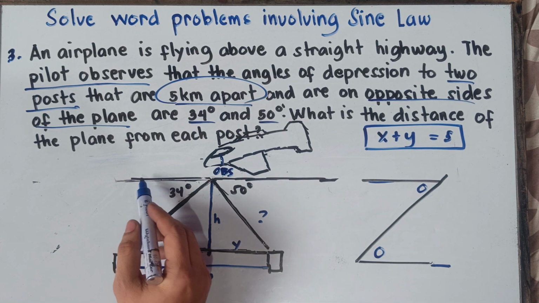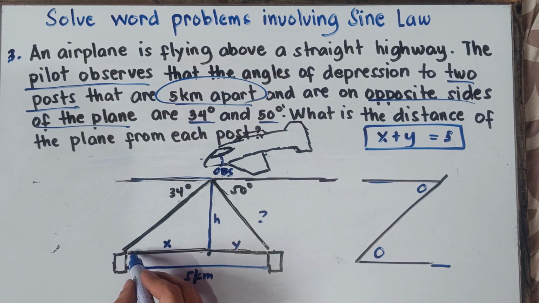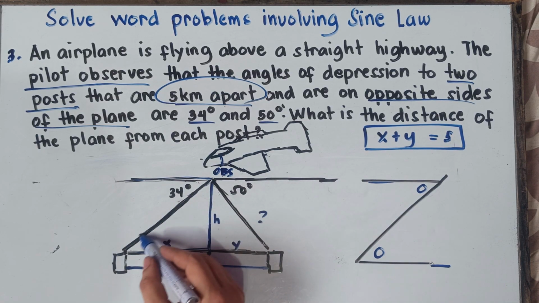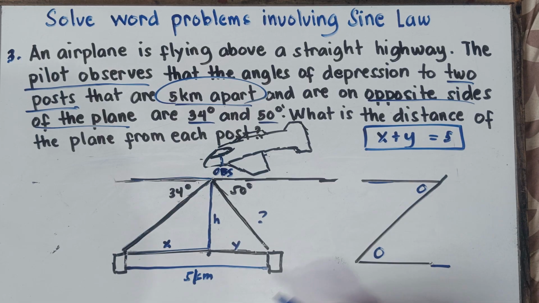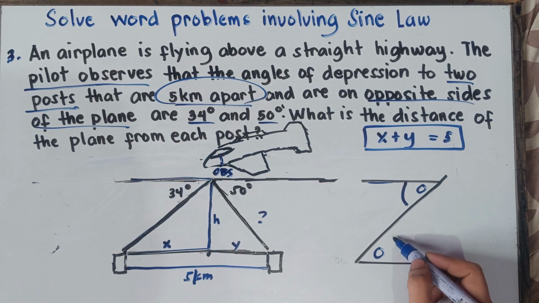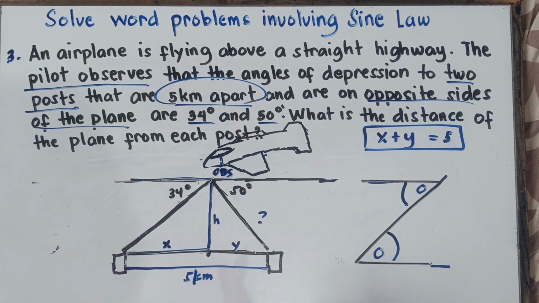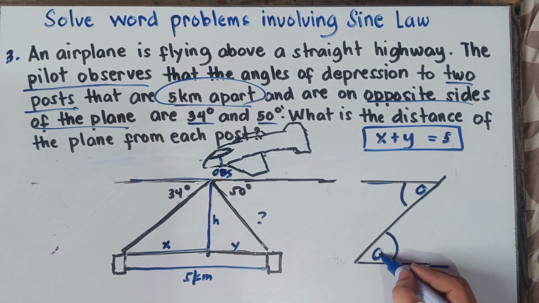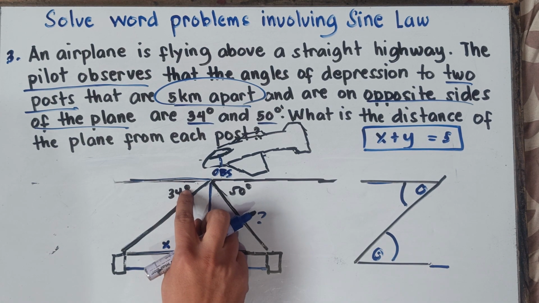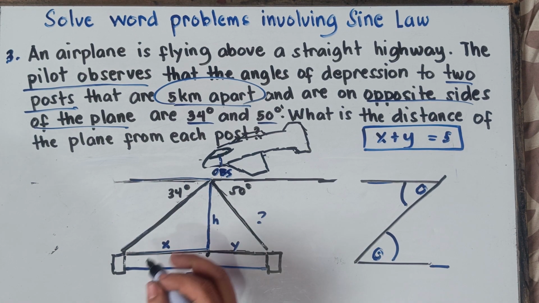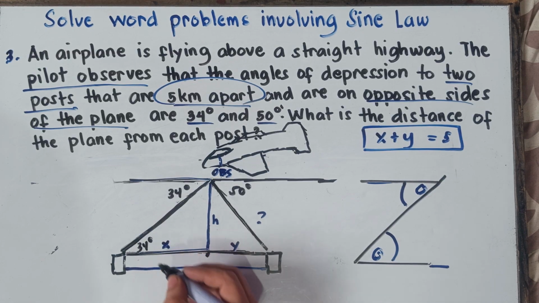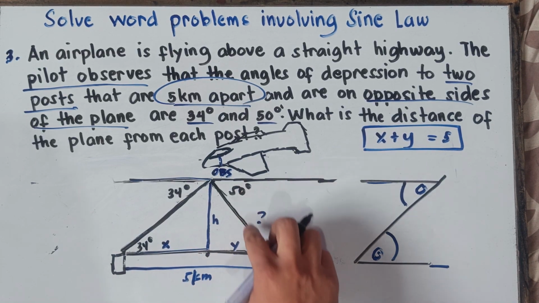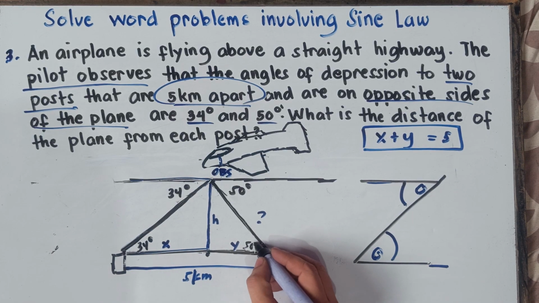Once again, class, two parallel lines cut by a transversal line form angles. This angle and this angle are alternate interior angles, and they are always congruent. It forms the letter Z. Therefore, this angle is equal to this angle. So if this is 34 degrees, this is also 34 degrees. If this is 50 degrees, alternate interior angles, this is also 50 degrees.